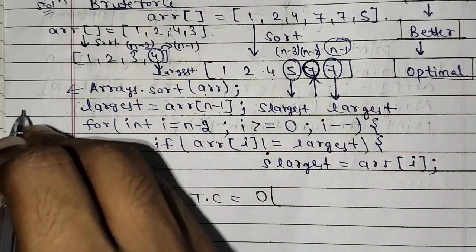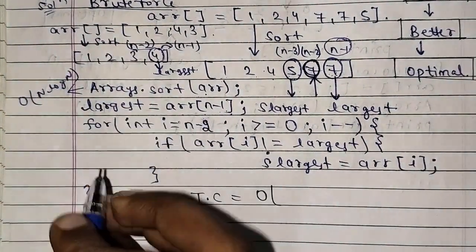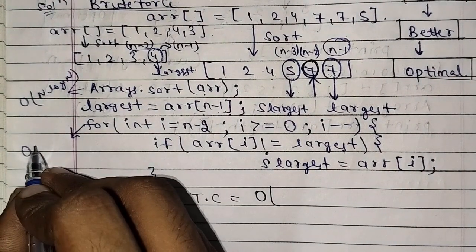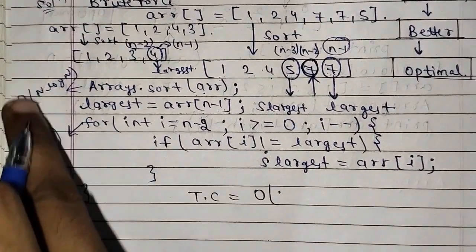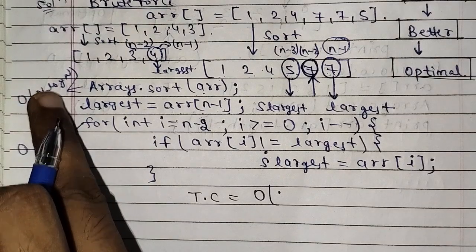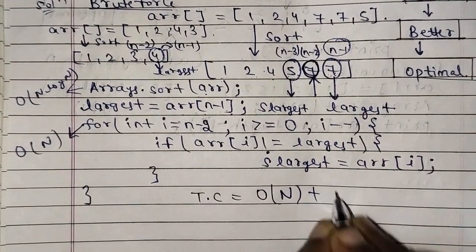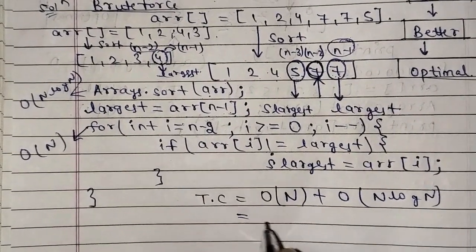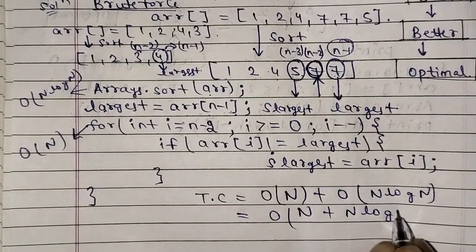In sorting, the time complexity becomes n log n. By iterating any loop, we have time complexity big O of n, and here we have to add up these two time complexities to get the final time complexity, big O of n plus big O of n log n. So the time complexity is n plus n log n.